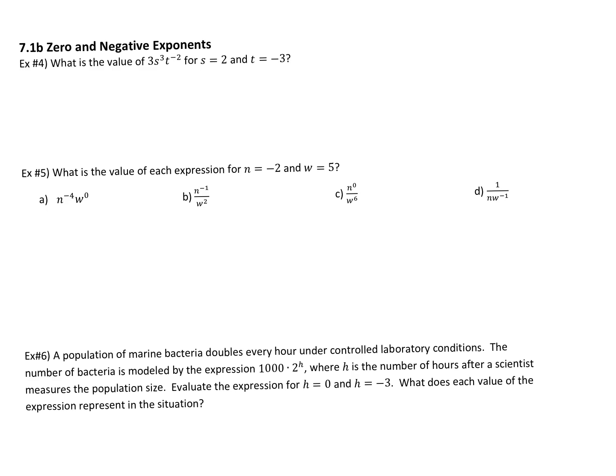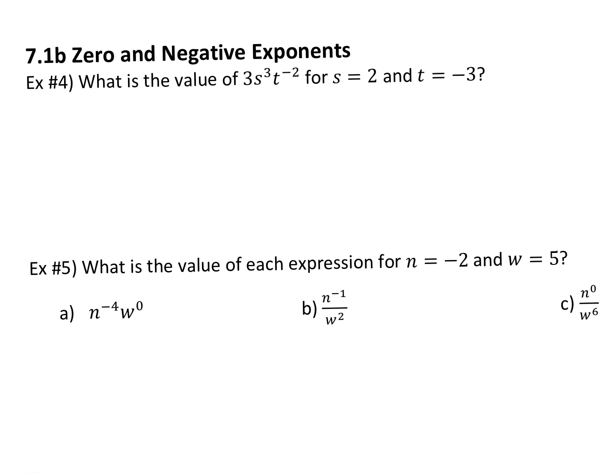So let me show you on this first one what I mean by that. It says, what is the value of 3s cubed t to the negative second for s equals 2 and t equals negative 3? Okay, now this is a negative number. This has a negative exponent. And if you try to plug a negative 3 in right now, it just gets more confusing to me anyway. You may disagree with me, and if you can prove to me that you can do it, plugging the number in right away, then go for it. I think what you should do first is rearrange this to its simplest form.